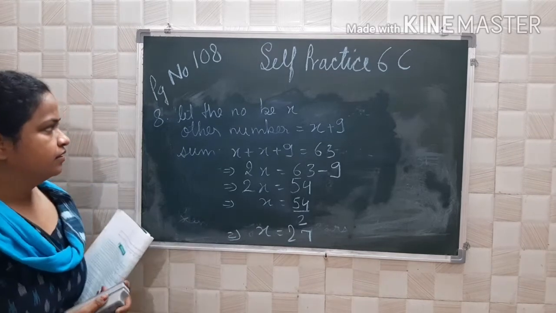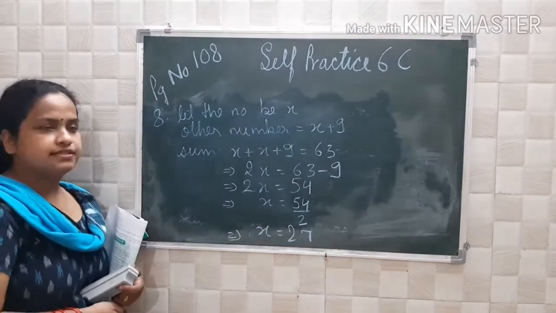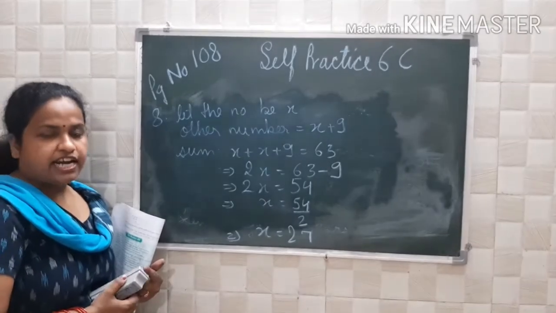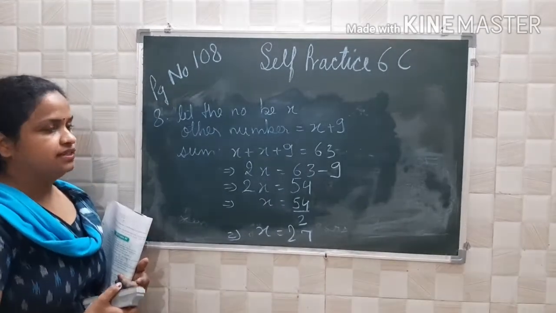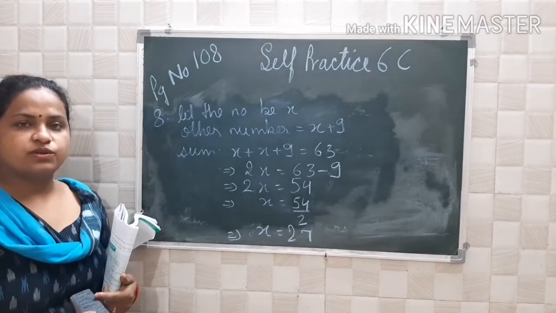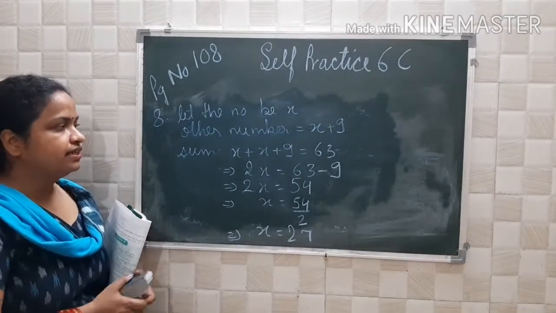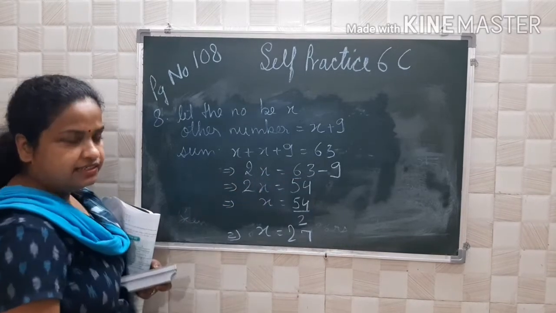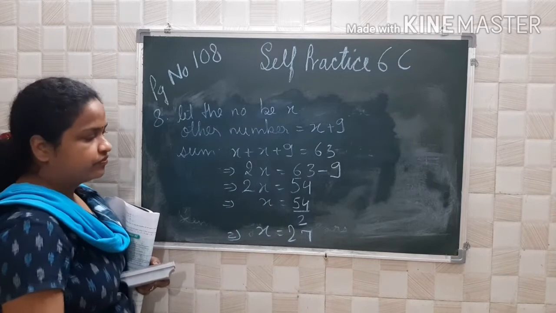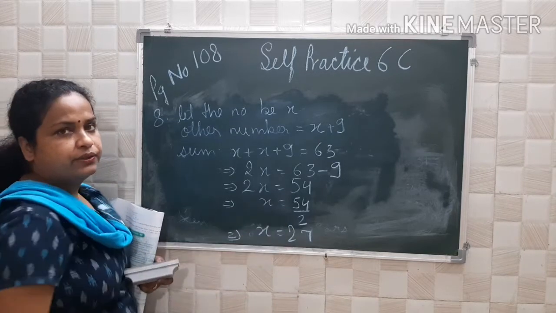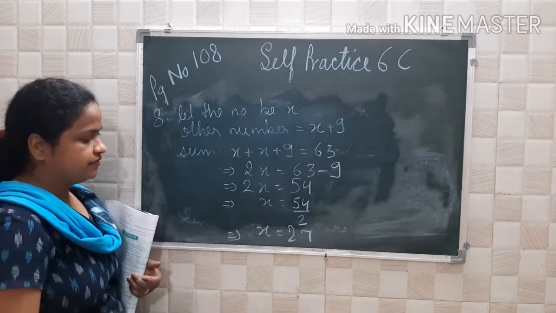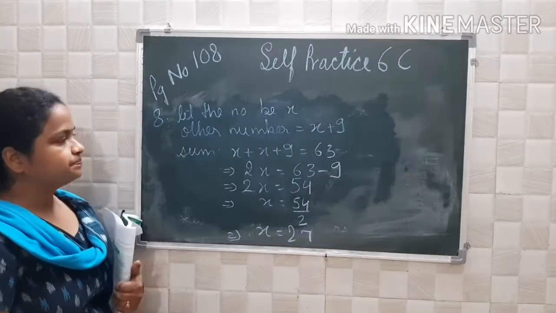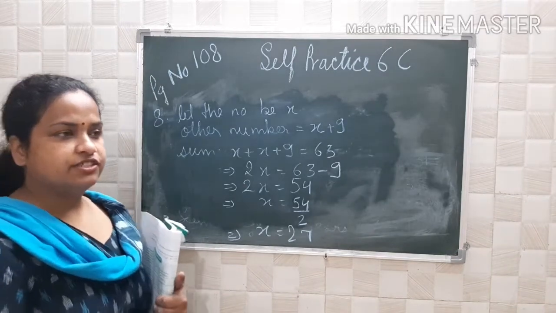Okay, what you will do? Let the number be x. What will be the other number according to the question? x plus 9, and both their sum is equal to 63. x plus x plus 9 is equal to 63. So what you will get? x plus x, 2x is equal to 63 minus 9, that is equal to 54. Or x is equal to 54 by 2, that is equal to 27. What is the value of x here? 27. Correct? Is it correct or not?